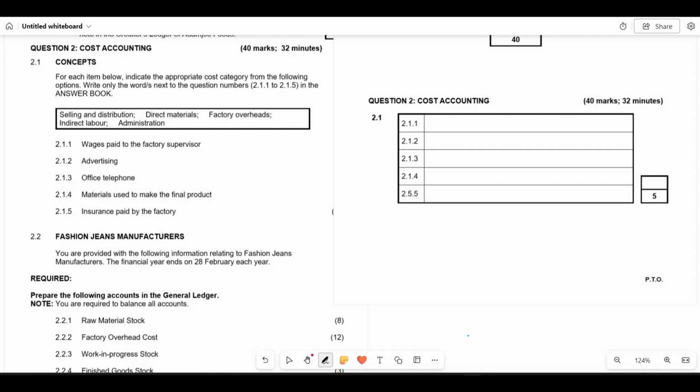Remember, the supervisor is not directly related to the production of the trading stock, right? So here we're dealing with a manufacturing company, a company that produces its own stock. A supervisor does not directly work on the trading stock that we are making, right? So basically, it's going to be your indirect labor cost. So this is indirect labor.